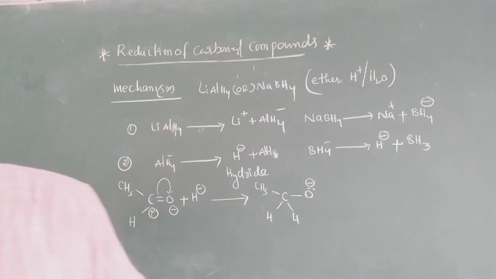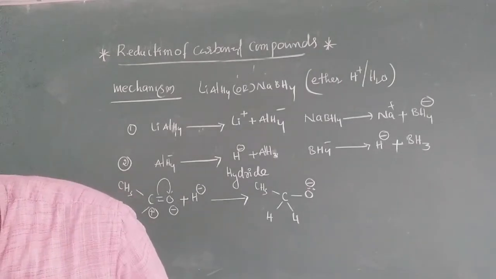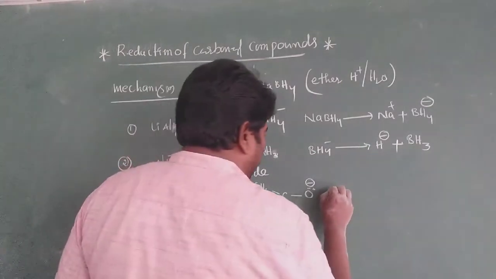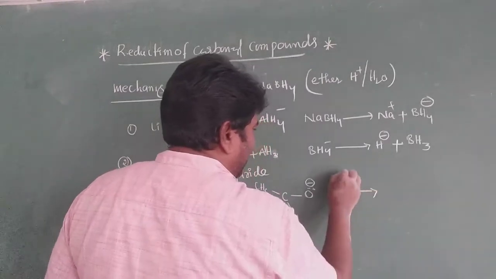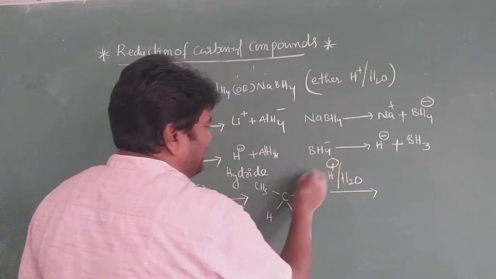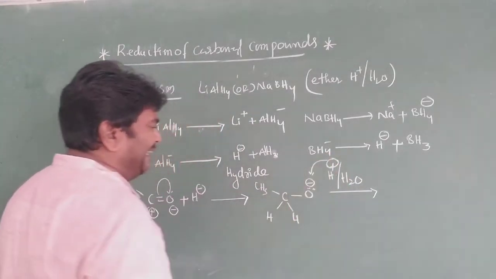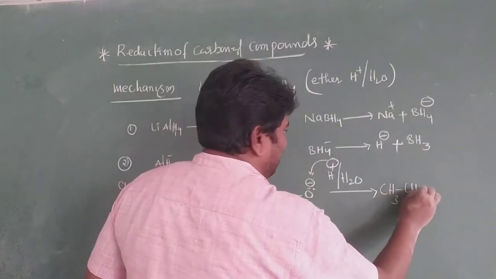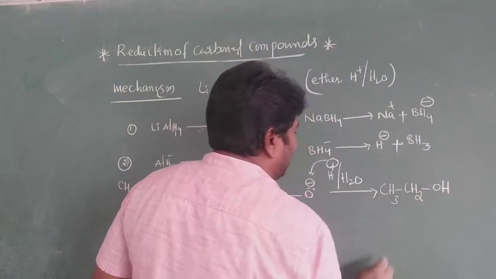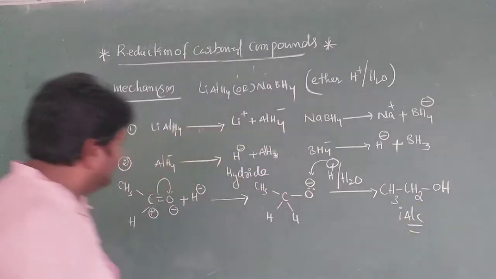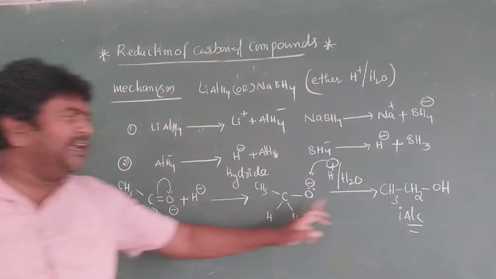Next. In the presence of H plus and water, on hydrolysis, the H plus is attacking here only. You will get the compound, my dear students: CH3CH2OH. It is an alcohol, a 1 degree alcohol. See here, if you take an aldehyde, you will get 1 degree alcohols.